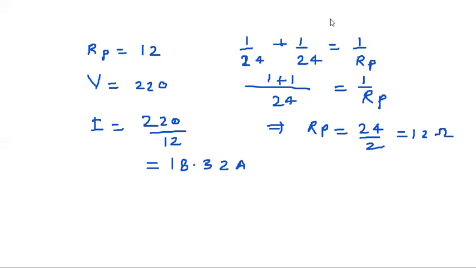Now let's go to next question. Question number 14. Question number 14 says, compare the power used in 2 ohm resistor in each of the following cases. So case 1, here 6 volt battery in series with 1 ohm and 2 ohm resistors.